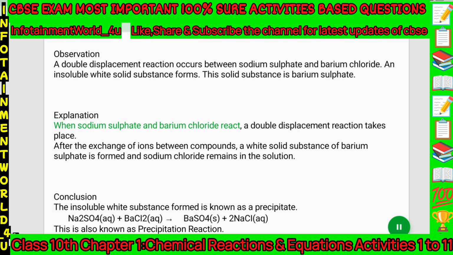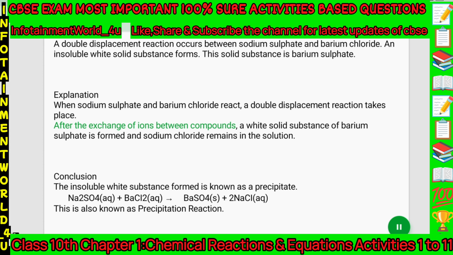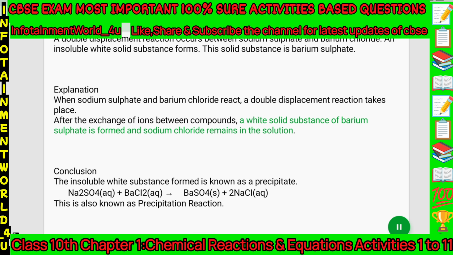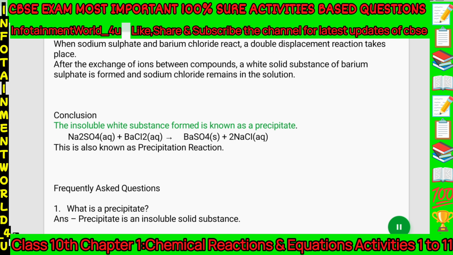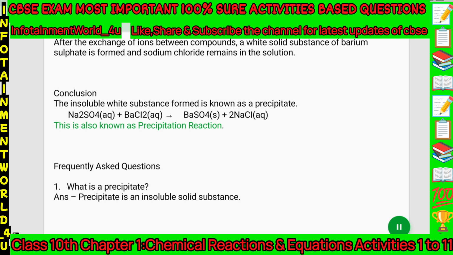Explanation: when sodium sulfate and barium chloride react, a double displacement reaction takes place. After the exchange of ions between compounds, a white solid substance of barium sulfate is formed and sodium chloride remains in the solution. Conclusion: the insoluble white substance formed is known as a precipitate. Na2SO4 (aq) + BaCl2 (aq) → BaSO4 (s) + 2 NaCl (aq). This is also known as precipitation reaction.